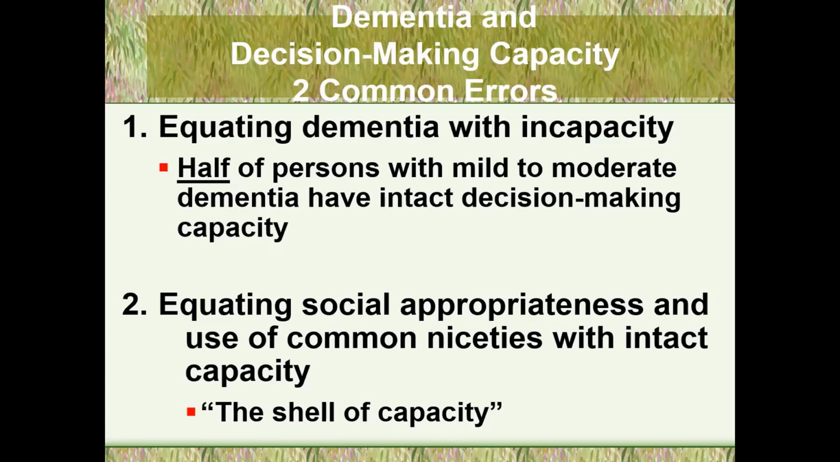So that's one coin. The other error, which is the other side of the coin, is to look at people who are socially appropriate and they're using common niceties and to assume they have capacity to make decisions. And I call this the shell of capacity. So if, as many clinicians do because they're pressed for time and they want to do a quick and dirty mental status exam, they say, "Hello, Mr. Smith, how are you today?" "I'm fine." "Anything going on?" "No, I'm good." "Any problems you want to tell me about?" "No, thank you." And then you assume that they're fine. And that's just commonly done, and it's commonly inappropriate.